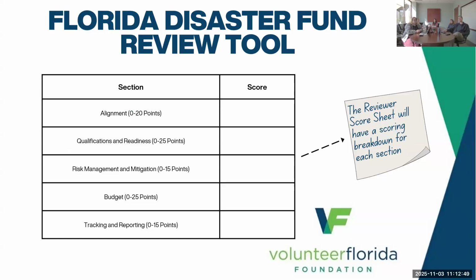So in the email that you will be receiving from either myself or Allie, it will include the reviewer score sheet. The reviewer score sheet goes a little bit more in depth. Most of the specific questions will have an individual line and a score. But generally speaking, the application is broken up into 5 sections: an alignment section, a qualifications and readiness section, a risk management and mitigation section, a budget, and a tracking and reporting section. So those sections will have their own specific point values, but within each section will include specific questions with their own point values.